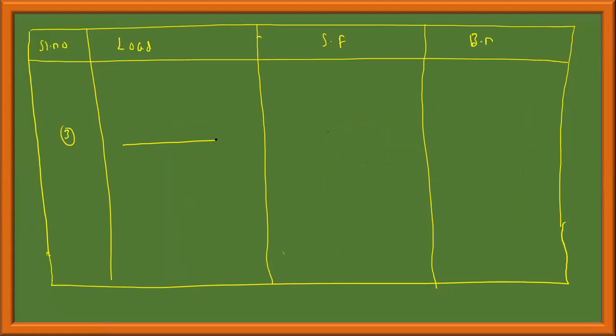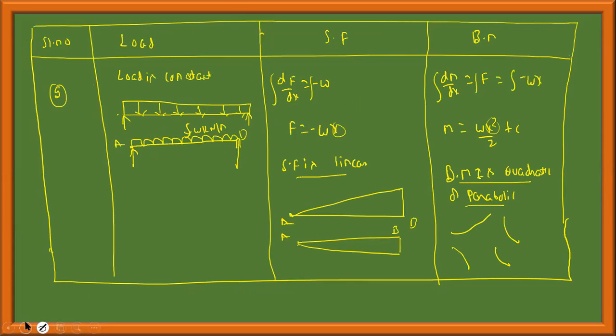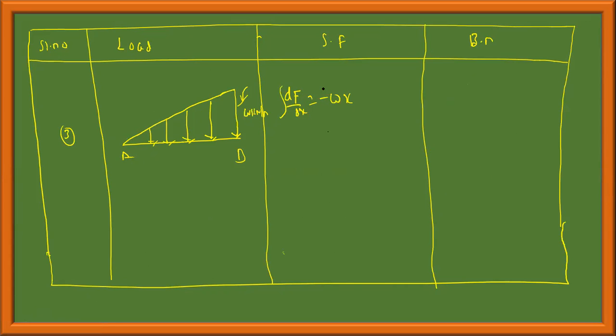We discussed the load being zero, the load being constant, and now the load is linear, as in the case of a UDL. When the load is linear, dF/dx is equal to minus w into x, whereas in the previous case the load was constant, equal to w. Therefore, for shear force, I need to integrate to get F. Therefore, F is equal to minus w into x squared by 2 plus c.